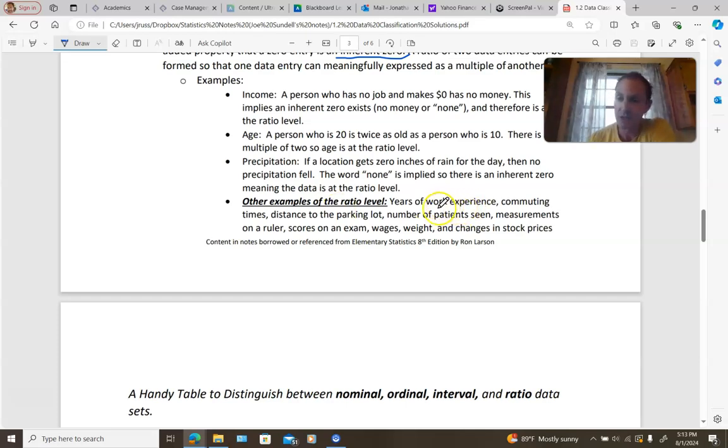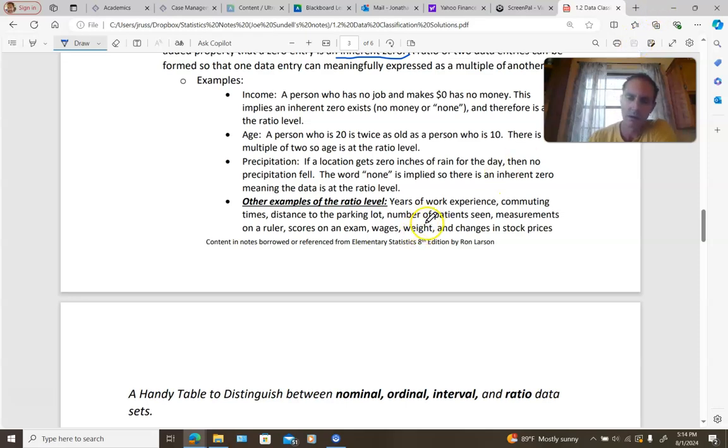The number of patients seen by a doctor, measurements on a ruler, scores on an exam, wages, weight, height, changes in stock prices. Okay, so there's a lot of them.